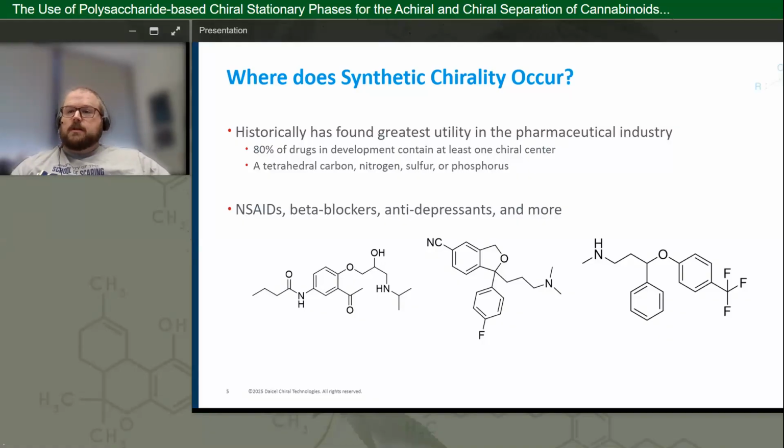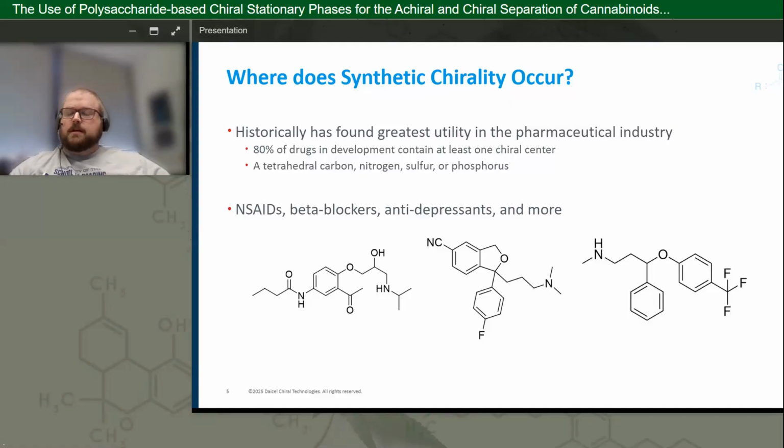NSAIDs, beta blockers, antidepressants, and a lot of other types of drug compounds contain these chiral centers. I have a few examples on the screen here. On the left-hand side, you've got a chiral center located approximately at 2 o'clock in the molecule. You'll see there's an OH group attached to a carbon that has 4 different things attached to it. The one in the center is going to be directly in the center of the compound, right below the 5-membered ring with the oxygen in it. You've got a carbon there that has 4 different things attached to it.